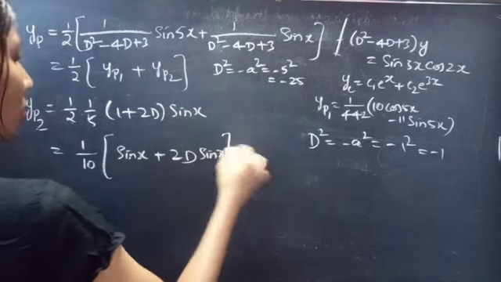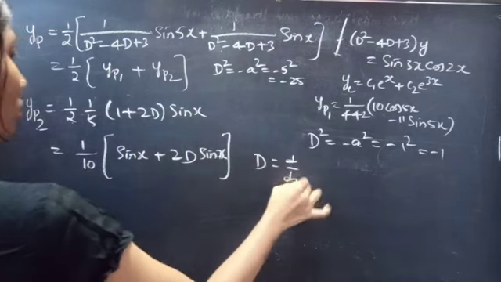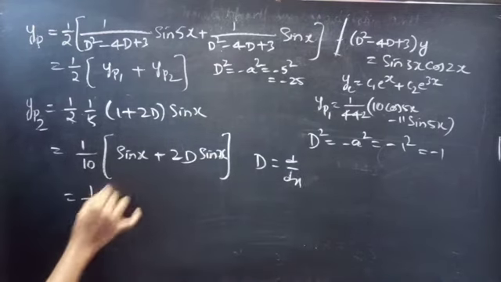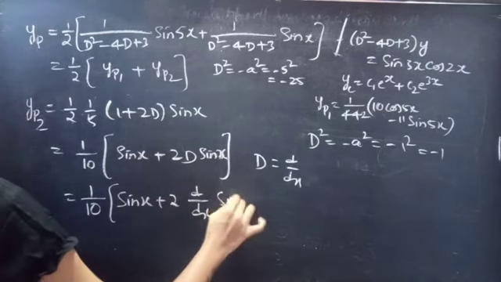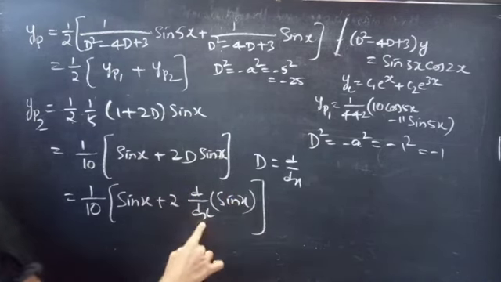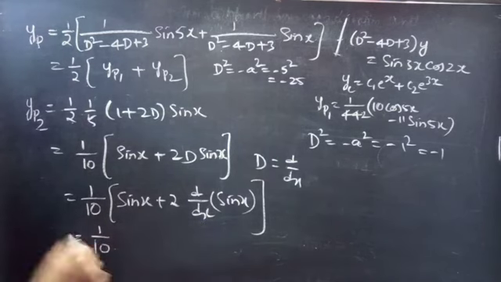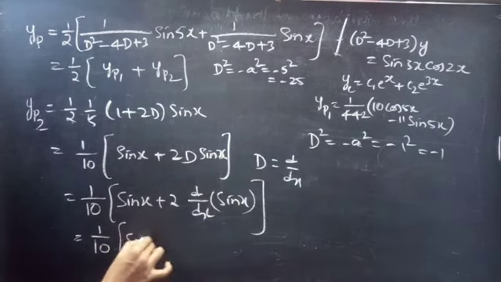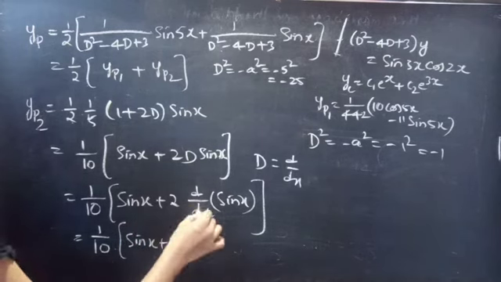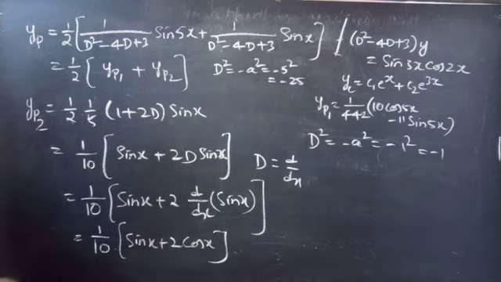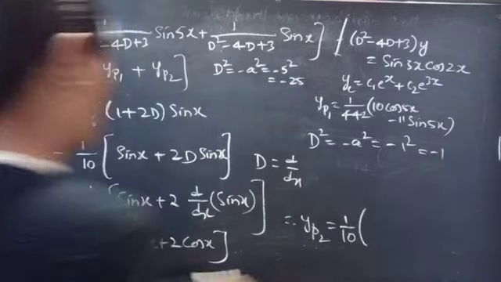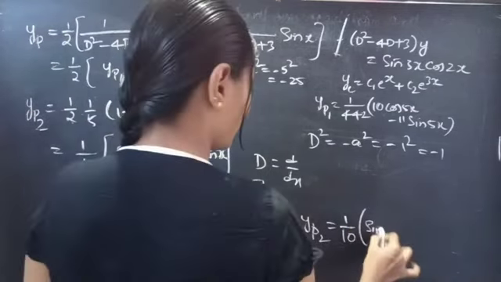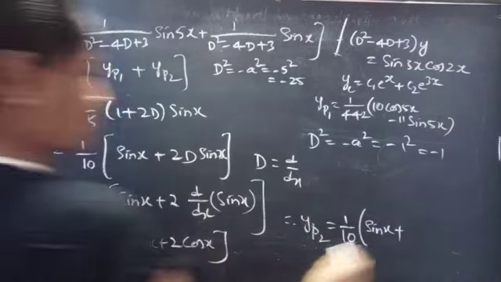We know that D equals d by dx, then this becomes 1 by 10 into sine x plus 2 into d by dx into sine x. So here we need to find the derivative of sine x with respect to x, so yp2 becomes 1 by 10 into sine x plus 2 into the derivative of sine x, which is cos x. Therefore, yp2 equals 1 by 10 into sine x plus 2 cos x.